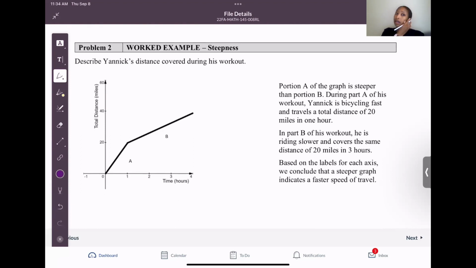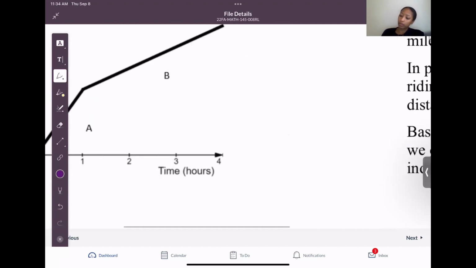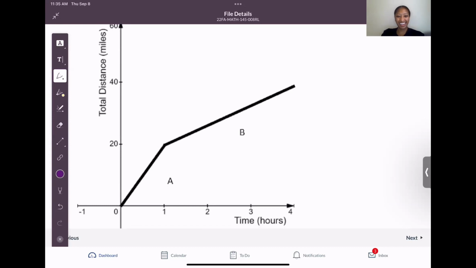So what does it mean, or how can we interpret what's going on in problem number 2? It says, describe Yannick's distance covered during his workout. Don't look at the answer there. What's happening? We see that obviously when the time is 0, his distance is 0. We have this first line segment A. It ends at this point, 1, 20. What does that mean? When the time is 1 hour, the distance traveled is 20 miles. So on this first line segment, he's traveling 20 miles per hour, okay?